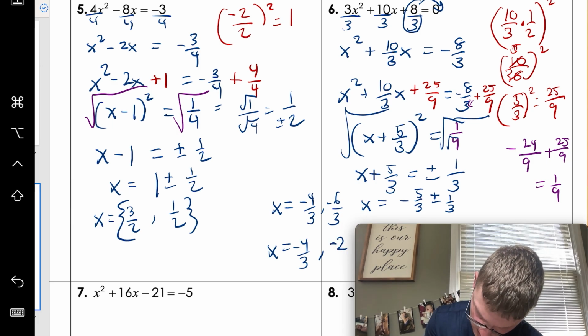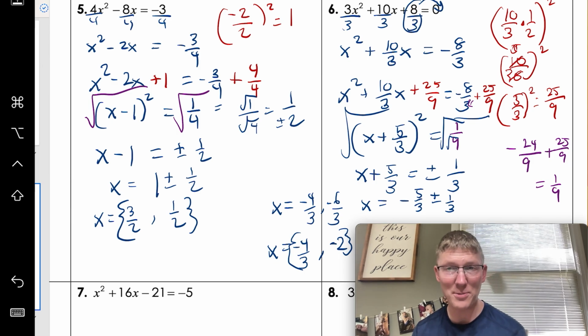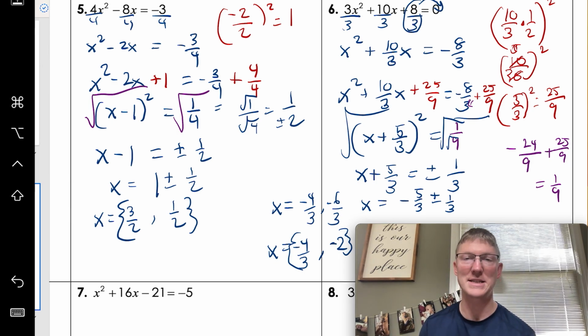Whoops. Squirrely bracket. So there you go. Yes, fractions make things more complicated, but you follow the same process.